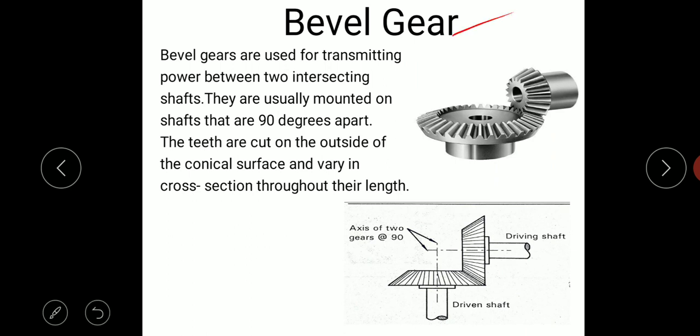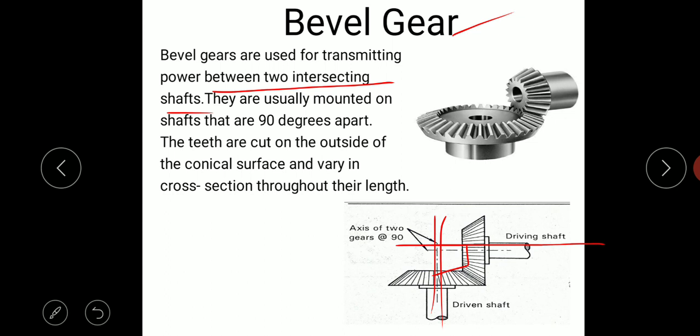The next gear is bevel gear. Bevel gears are used to transmit the power or motion between two intersecting shafts. Here you can see the axis of the driving shaft and the axis of the driven shaft are intersecting with each other. The angle between the axis of the driving shaft and the axis of the driven shaft is 90 degrees.